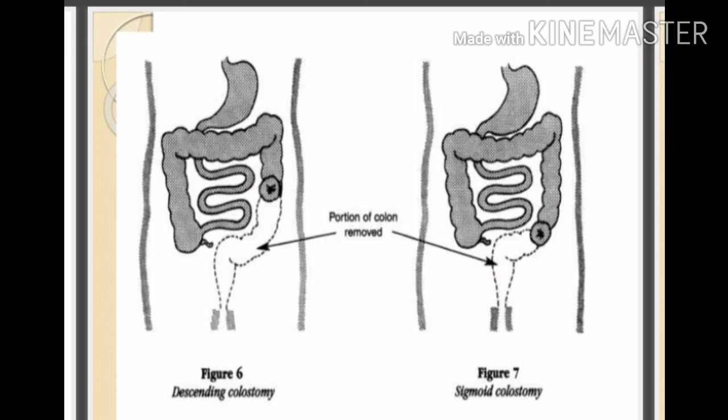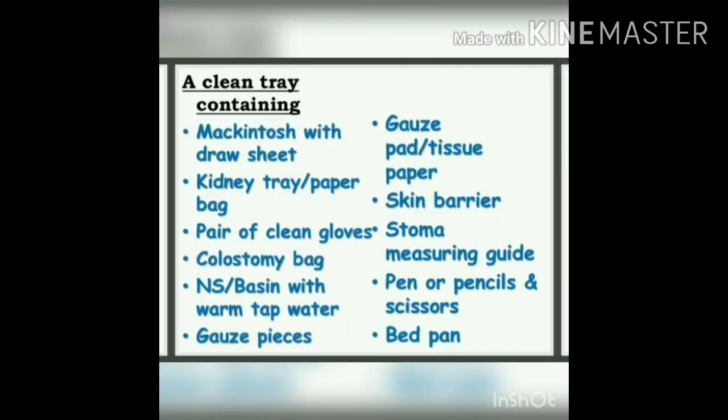The next is the tray. The colostomy tray consists of the Macintosh with draw sheet. It is used for avoiding the soiling of the clothes. Next, kidney tray, paper bag for wet and dry waste. Pair of clean gloves for prevention of infection.